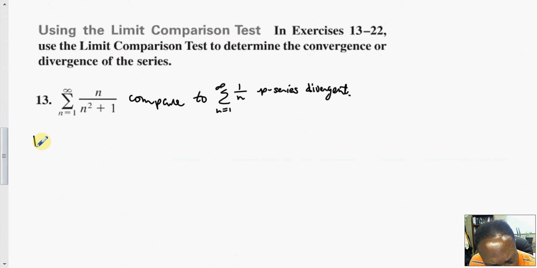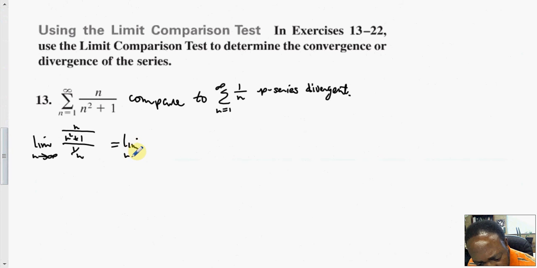So we take the limit as n goes to infinity of n over n squared plus 1 all over 1 over n. So this is the limit as n goes to infinity. This n goes upstairs, so this becomes n squared over n squared plus 1. This limit is equal to 1, where 1 is finite and positive. So that means that whatever happens to this series, the same thing happens to this guy.